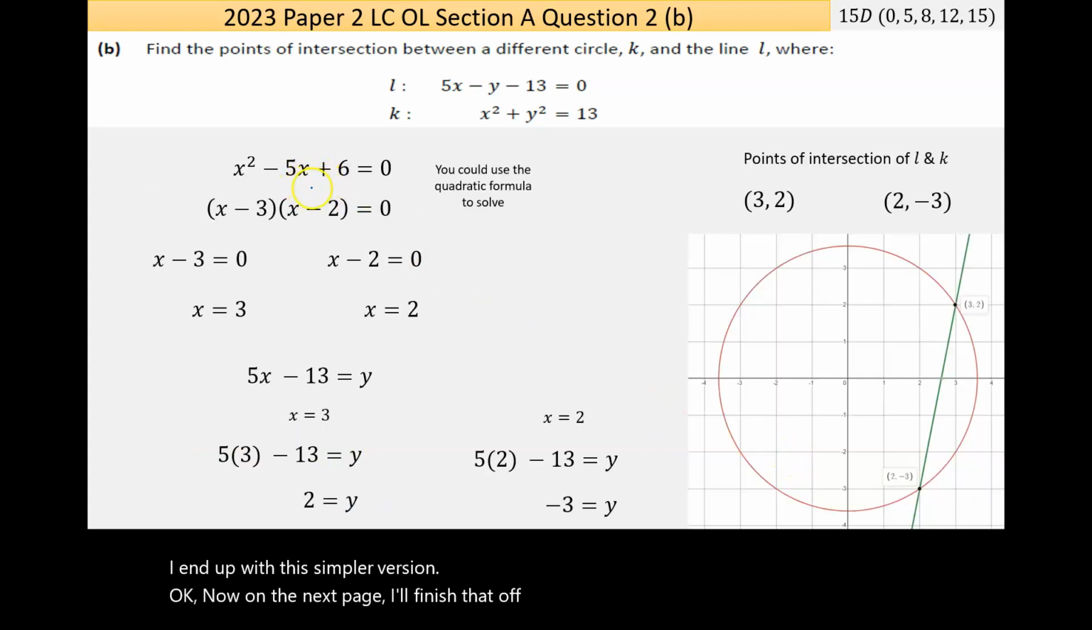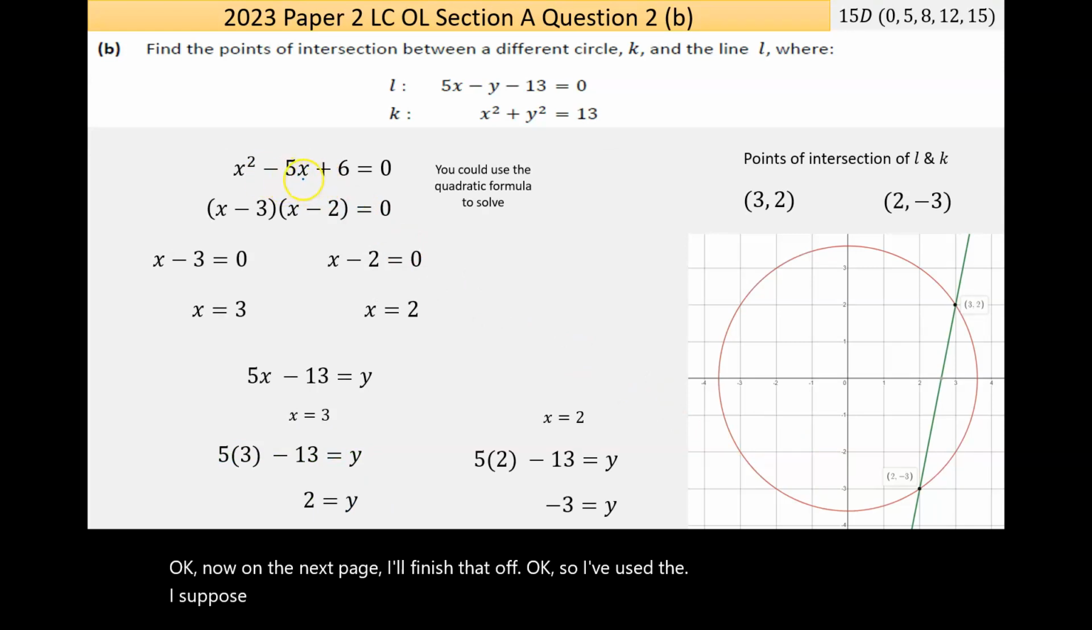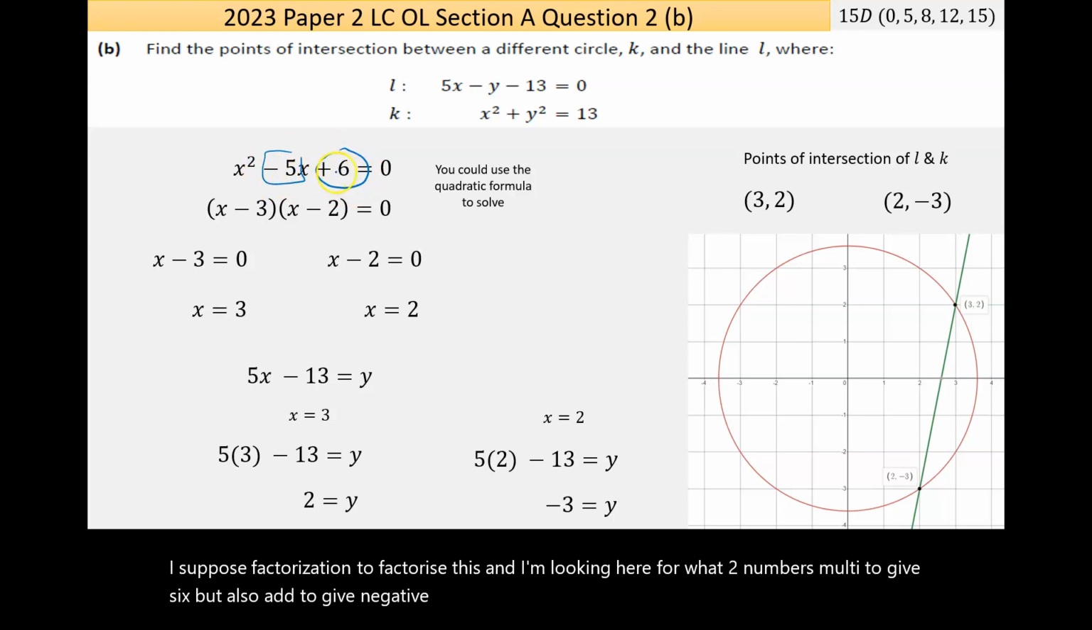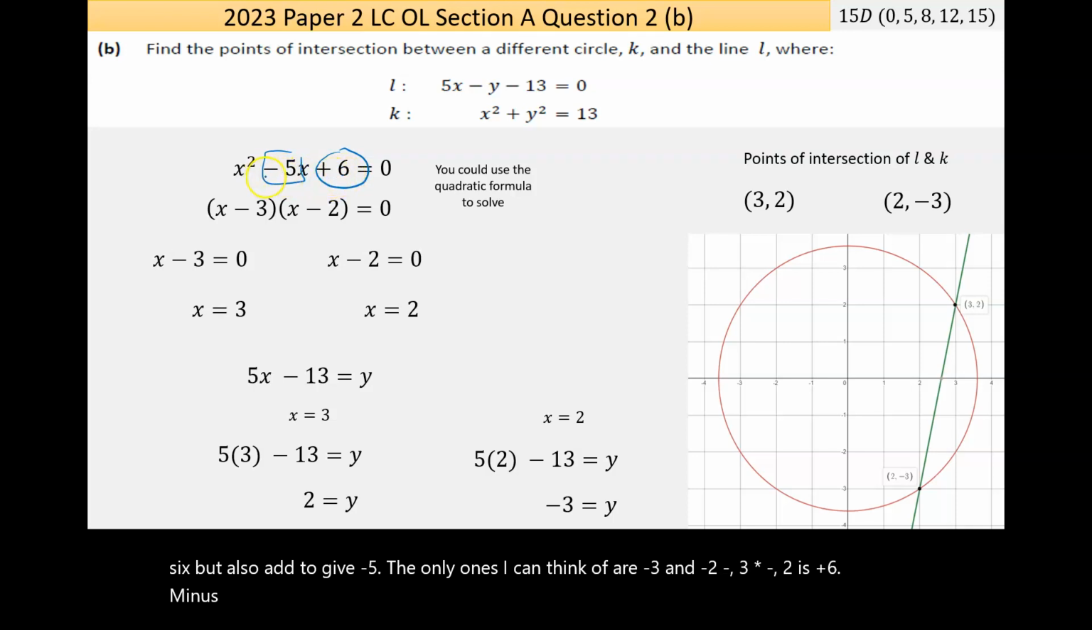Okay, so I've used factorization to factorize this, and I'm looking here for what two numbers multiply to give 6, but also add to give negative 5. Now the only ones I can think of are minus 3 and minus 2. Minus 3 times minus 2 is plus 6. Minus 3 take away 2, so minus 3 minus 2 is minus 5. So there's my numbers, minus 3 and minus 2.